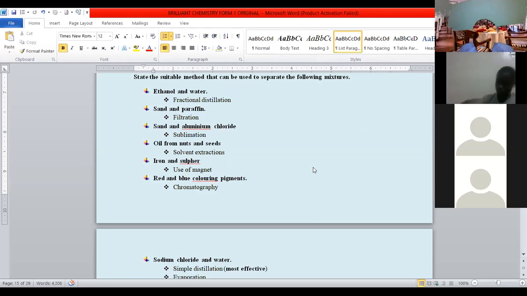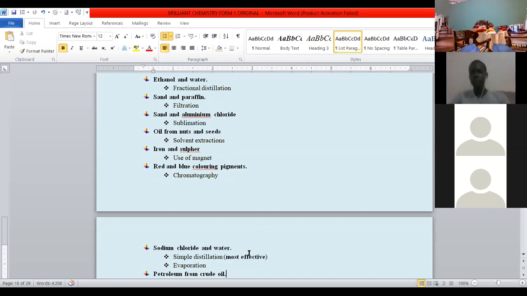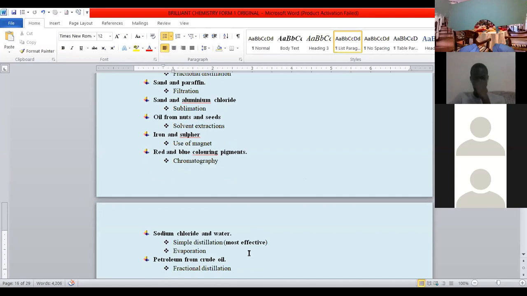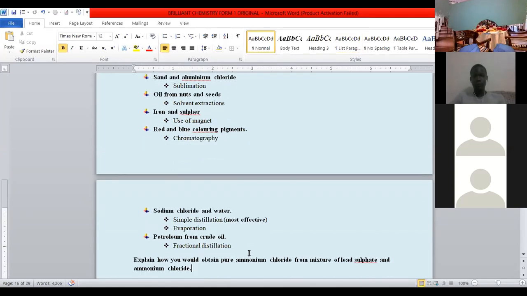We have two types of distillation, mwalimu. Fractional distillation is used to separate miscible liquids with different but close boiling points, like ethanol and water. Then simple distillation is used to separate a miscible solid to liquid mixture with a wide range of boiling points. Okay, thank you. While fractional is for miscible liquids which have close but different boiling points.